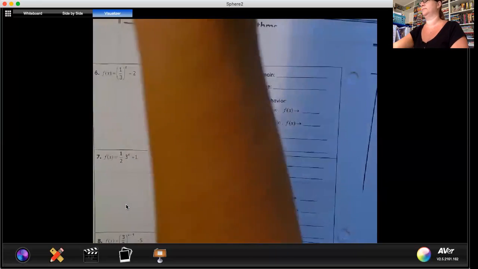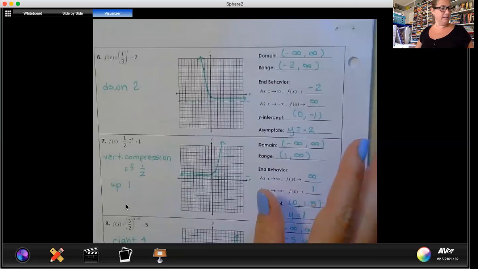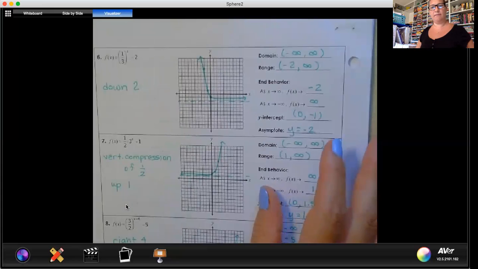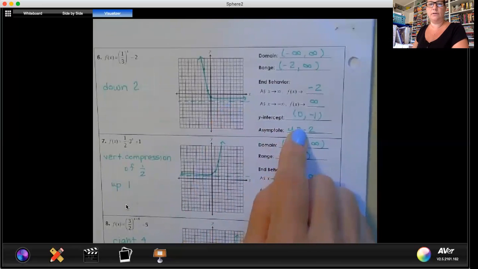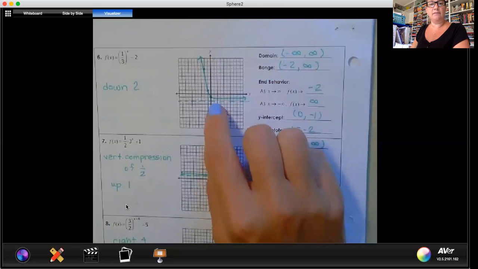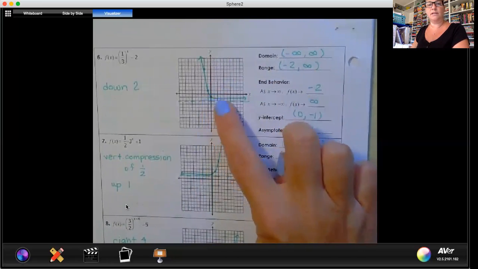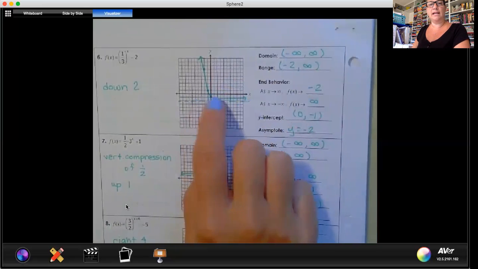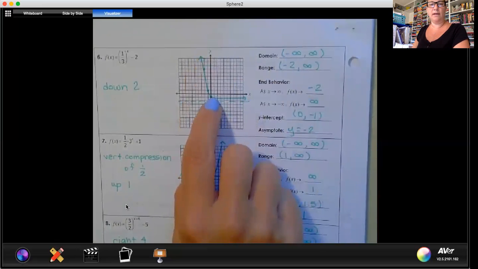All right, welcome back. Taking a look at number 6, your graph has moved down 2, and notice by doing that, your asymptote moves down 2. So your asymptote is now y equals -2. Domain, negative infinity to infinity. Range, -2 to infinity. As x approaches infinity, f of x approaches -2. As x approaches negative infinity, f of x approaches infinity, with a y-intercept of 0, -1.